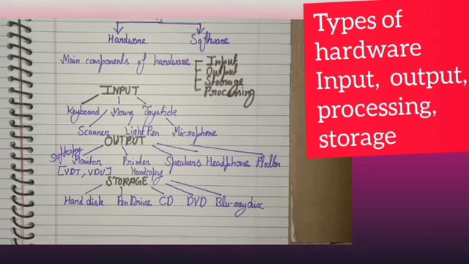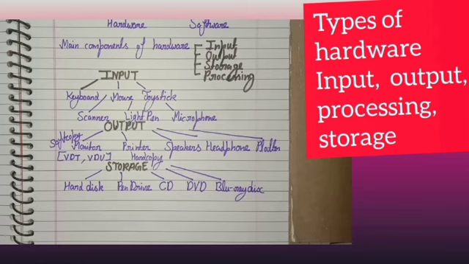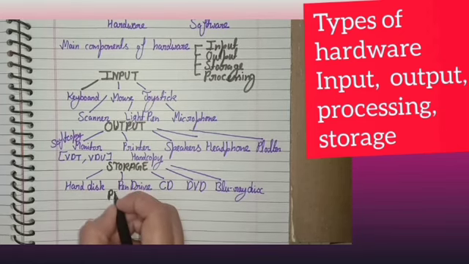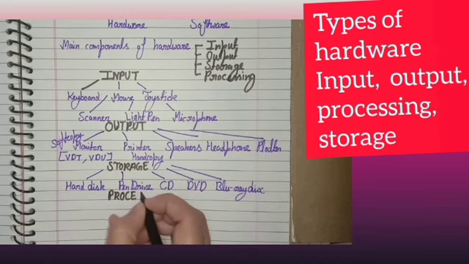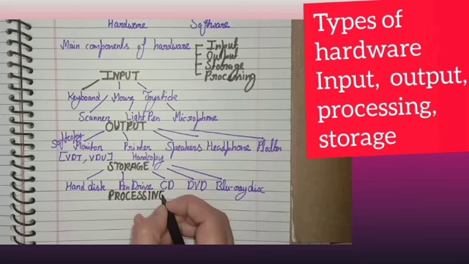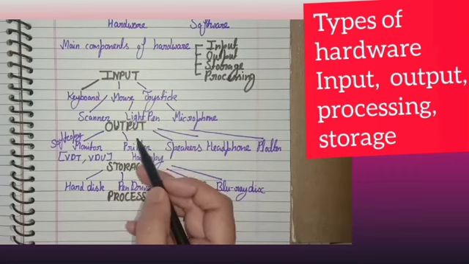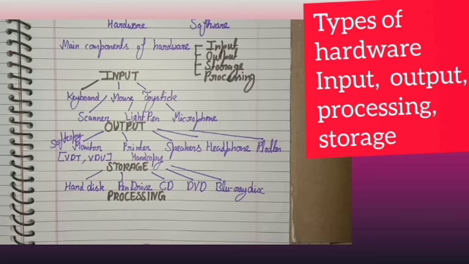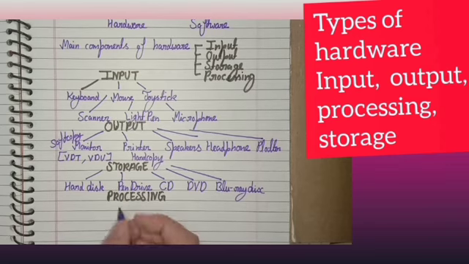The last topic of this chapter is processing devices. Input devices done, output done, storage done. Now processing devices. Apart from the input, output and storage devices, these devices are attached to the computer that help the computer to process all the data which a user is inputting.